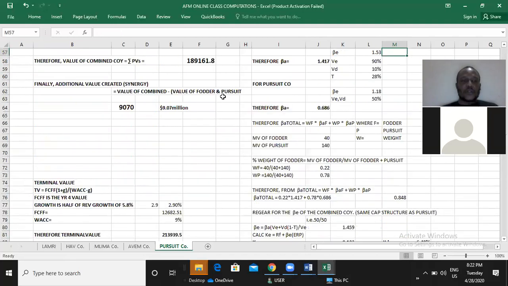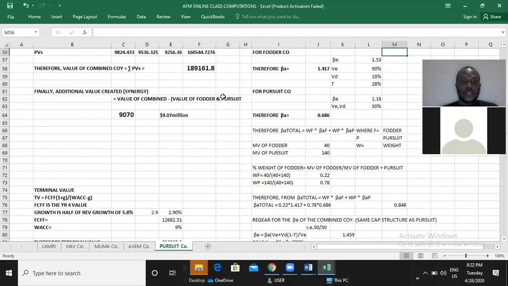In both valuations, both the value of Fodaco and the combined company, they told us that the terminal value, that's the value after the first 4-year high growth period, will grow by half of the growth rate. I can't remember how they put it. So half of the previous growth rate. So if the growth rate in this case was 5.8, then half of that growth rate will be 2.9. And so we use that 2.9 as our G in computing our terminal value, using the WACC.